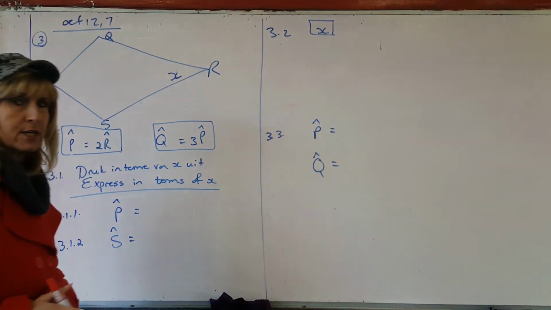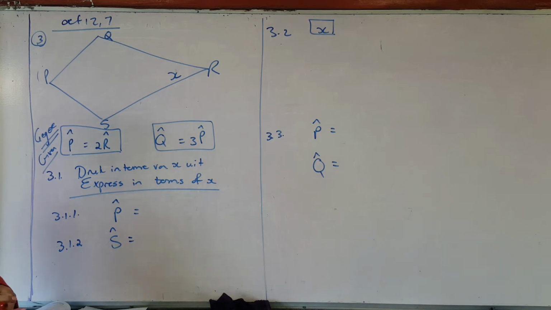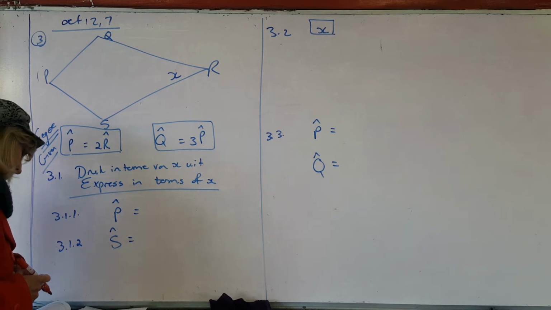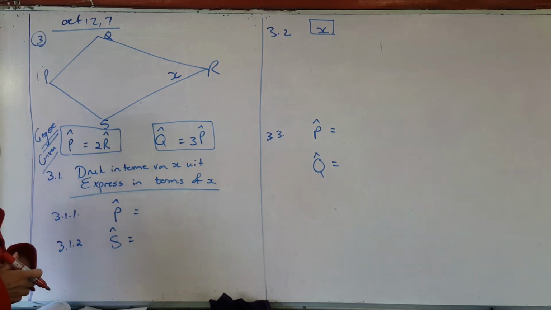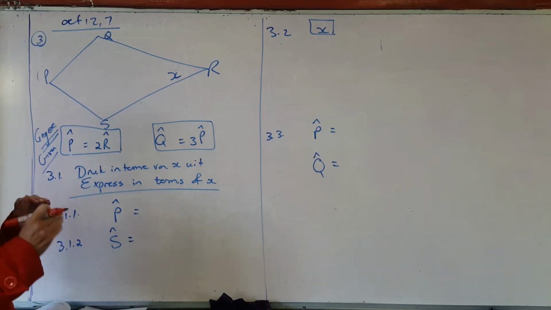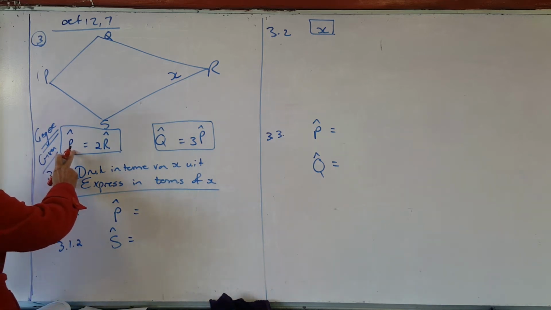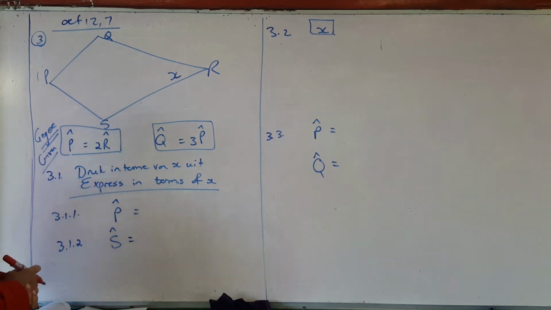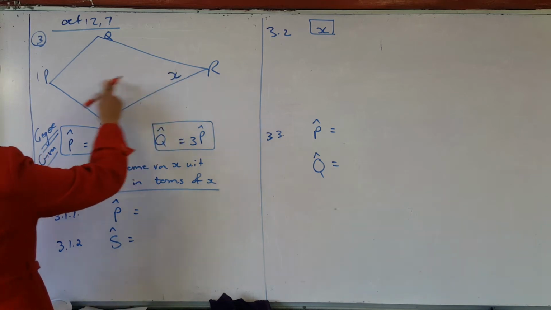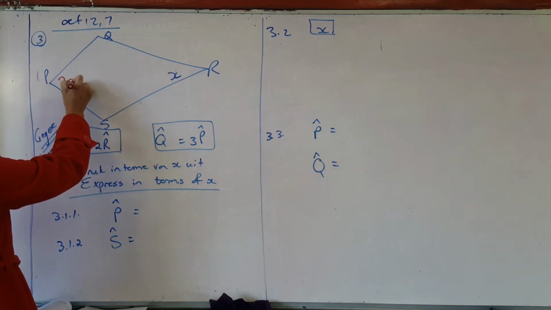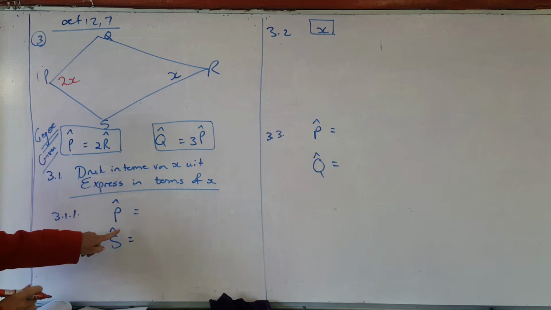Your tweede huiswerksel was number 3. This was your second homework sum. It looks like a kite, and they said it was a kite. No, they didn't. They didn't say it was a kite, so you can't assume all the rules of a kite. But they do say that angle P is twice angle R. So if R is x, then angle P must be 2x, and that was the first question.